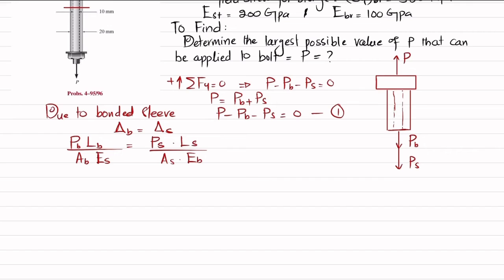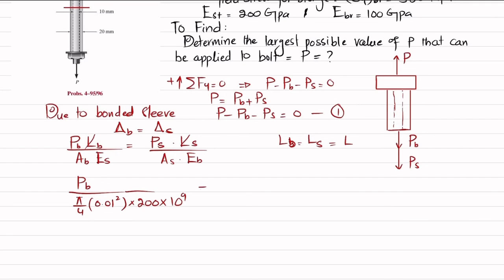So put the values. PB is not known, clear? So PB, LB and LS. LB is equal to LS, both of the same length, equal to L. Therefore these two values will cancel. So PB divided by area of bolt, so pi by 4 d square, where diameter of bolt is 0.01 meter, so d square, into E of steel. E of steel is 200 gigapascal.